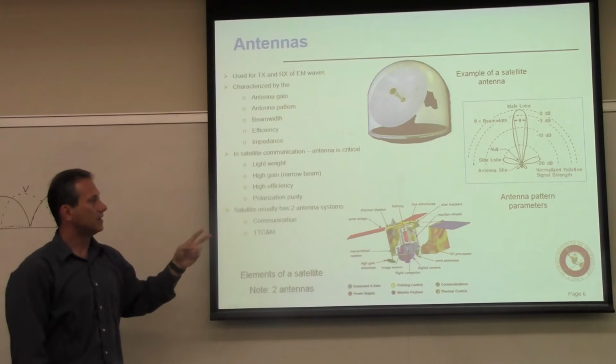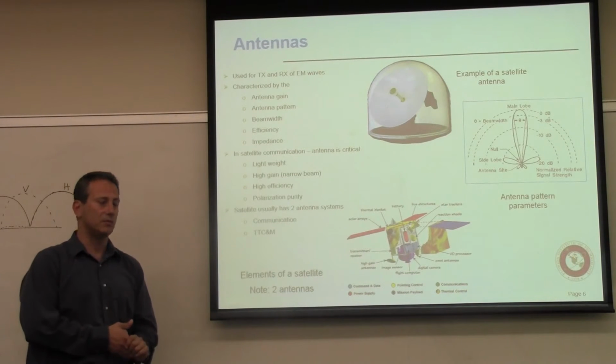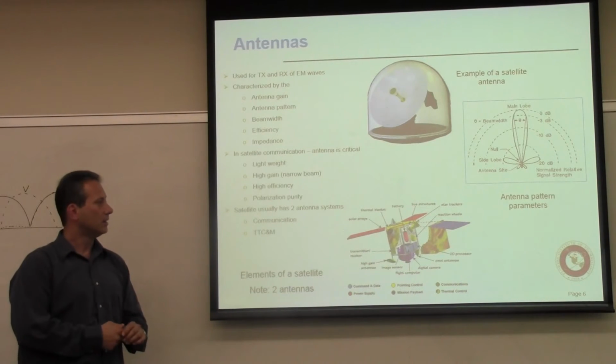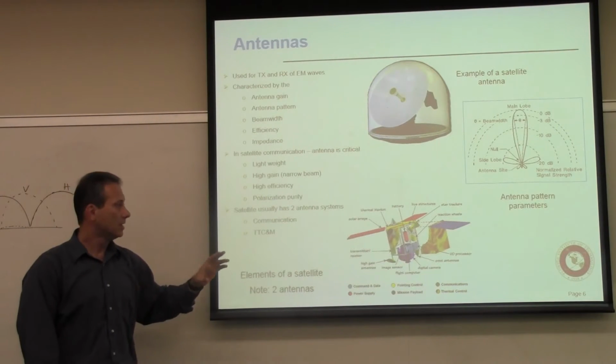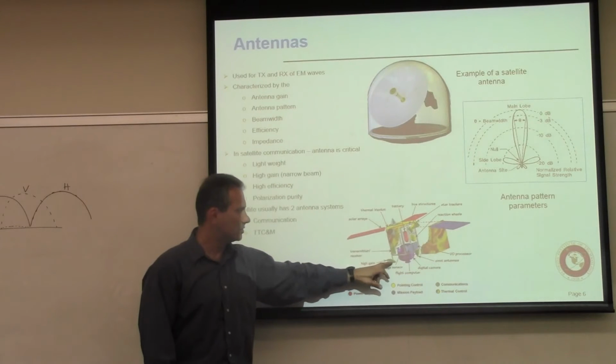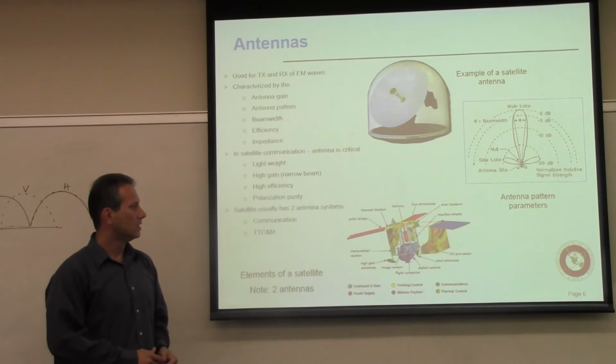There are two kinds of antenna systems that you find on satellites, at least two kinds. There may be more if you have satellites that operate in multiple frequency bands. There are antenna systems that are used for communication, and if you look at these, these are the dish antennas, the horns, and whatever high gain antennas that you have.